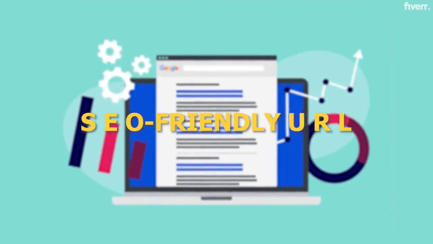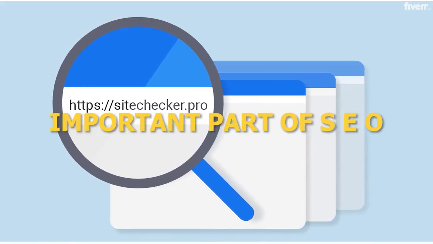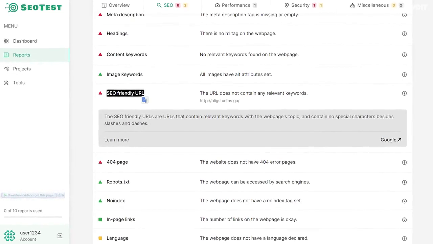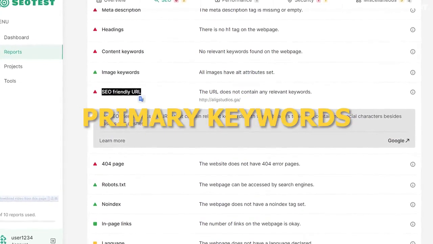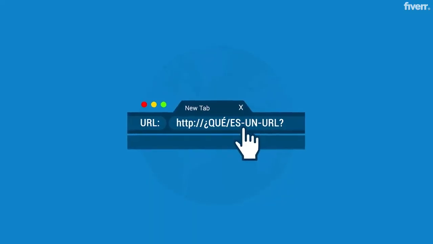SEO friendly URL. Your website's URL is an important part of SEO. To optimize your URL, make sure it is SEO friendly and includes your primary keywords. Use hyphens to separate words in your URL. If your URL is a string of numbers or characters, it is difficult for search engines and users to understand it.